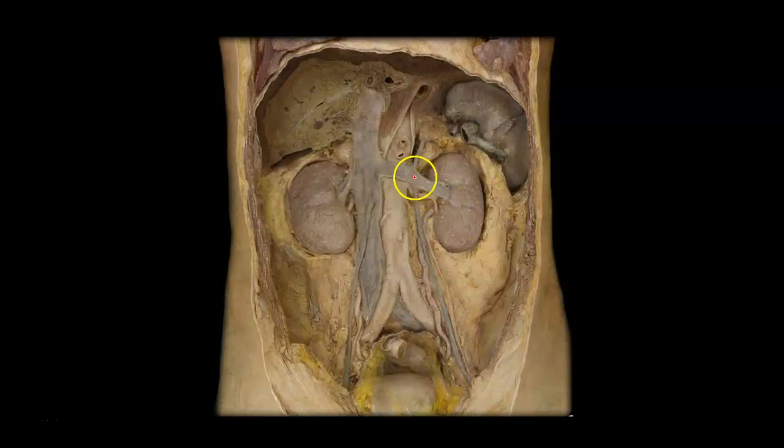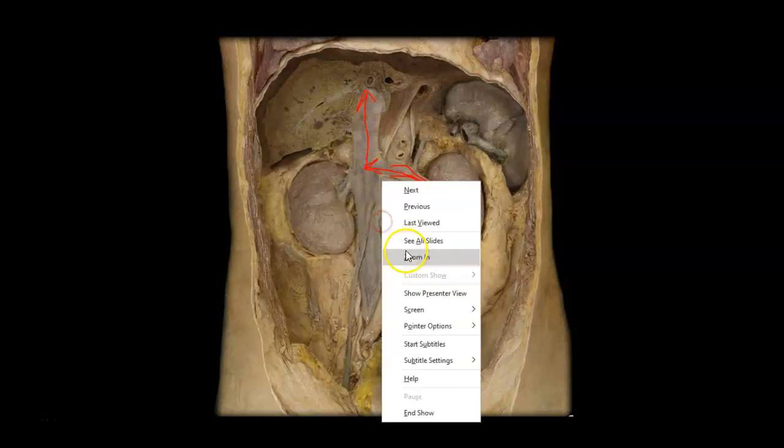Now, this vessel here, that's the renal vein. Blood is going to exit the kidney and enter into this big large vessel here called the inferior vena cava, and that carries blood up to the heart. Cool.